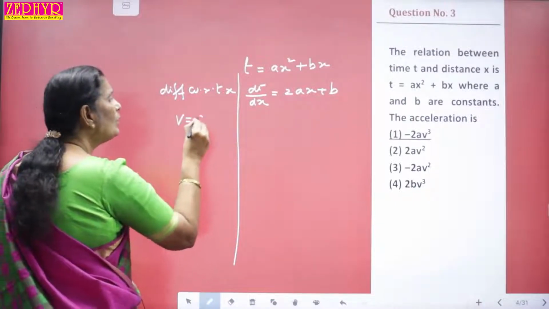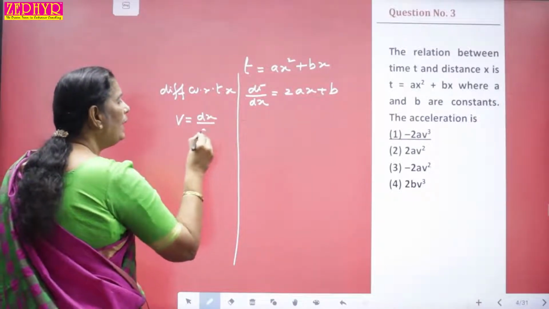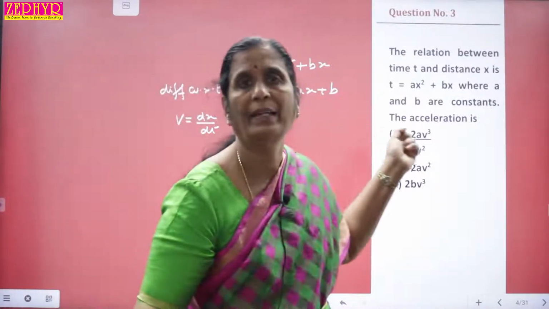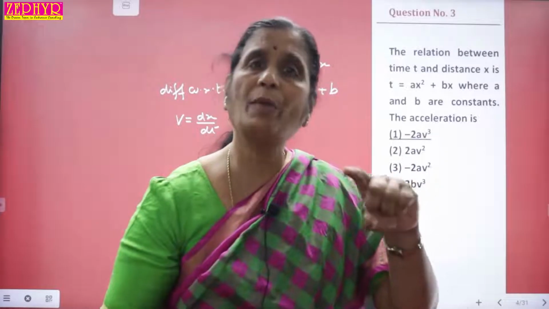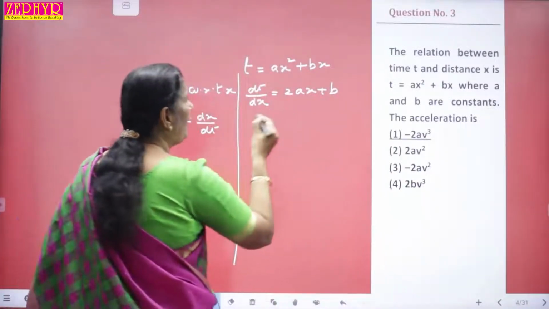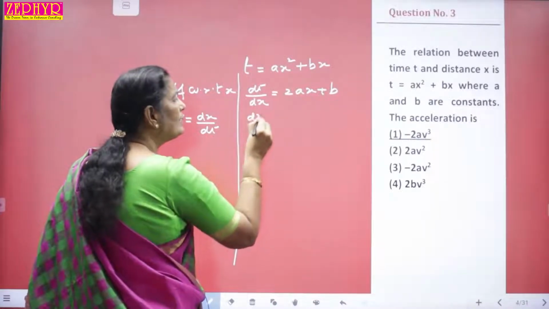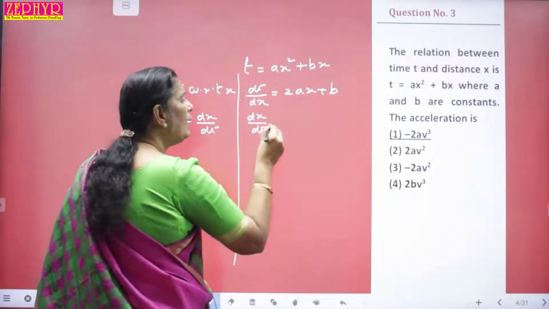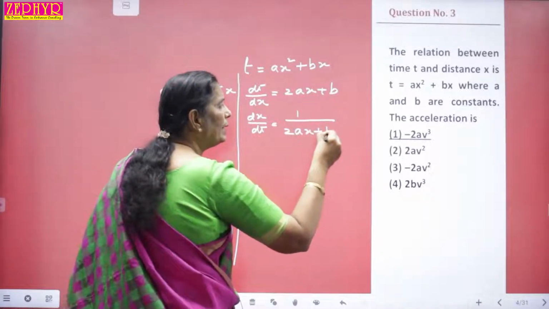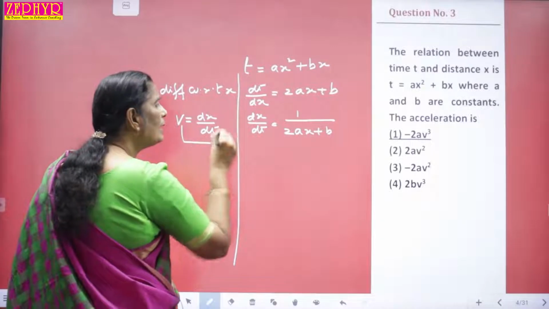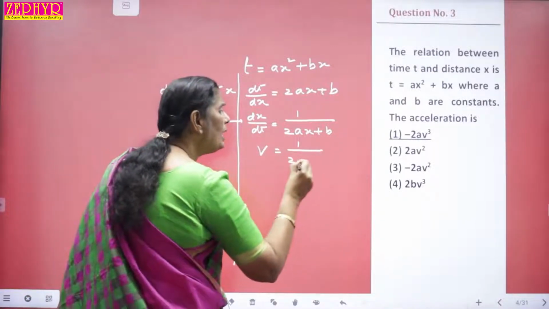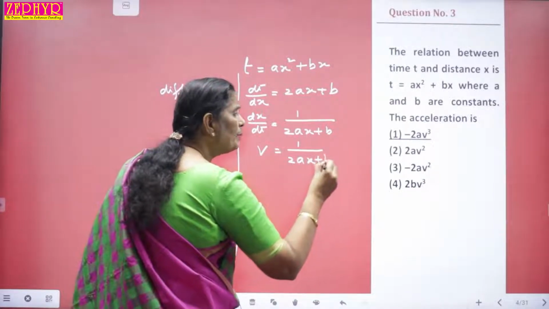Then we know that velocity is equal to dx by dt, but this is dt by dx. I don't want dt by dx, but I want the reciprocal of dt by dx. So we'll go for the reciprocal. So take the reciprocal. dx by dt is nothing but 1 by (2ax plus b). That is nothing but velocity. So velocity is equal to 1 by (2ax plus b).